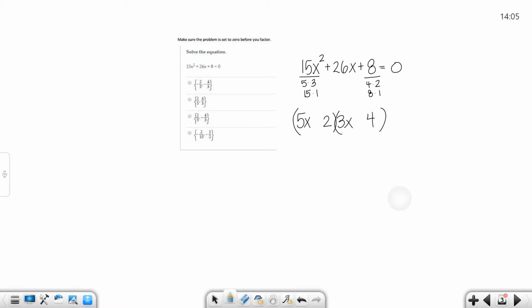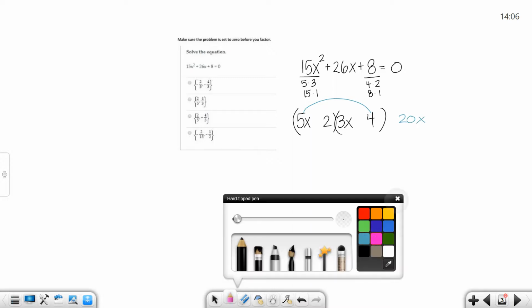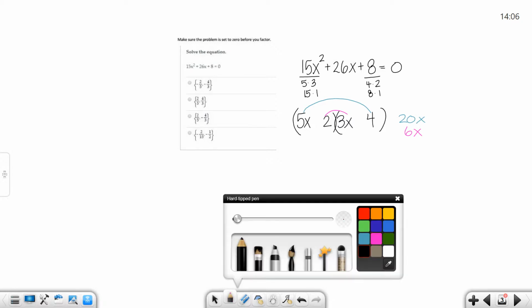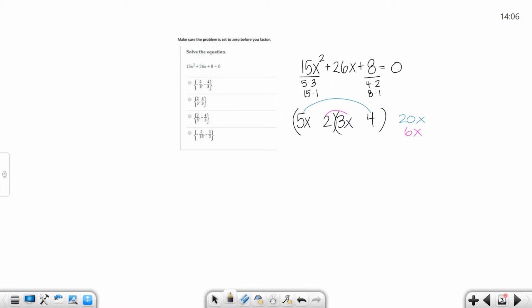Now I don't know if it works or not, so we have to do trial and error and see. And basically those are these rainbows. Here's my outside rainbow. That would give me a 20x. And here's my inside rainbow. That would give me a 6x. And my question is, will those add to give me 26? They will. They'll add to give you 26 if they are the same sign, both positive. Now that's how trial and error works.